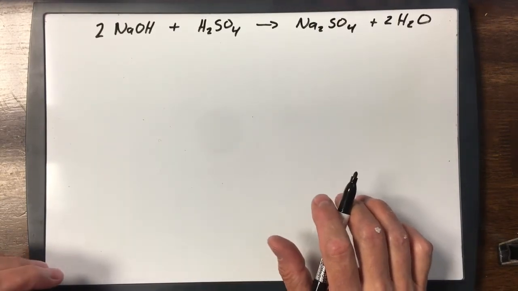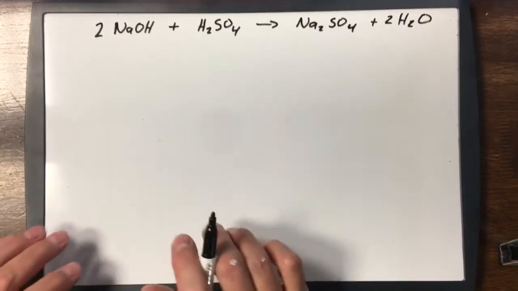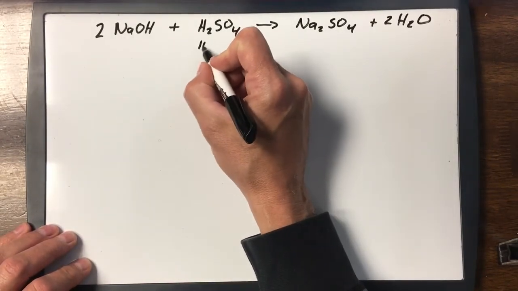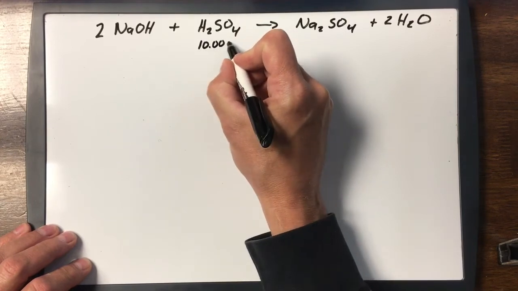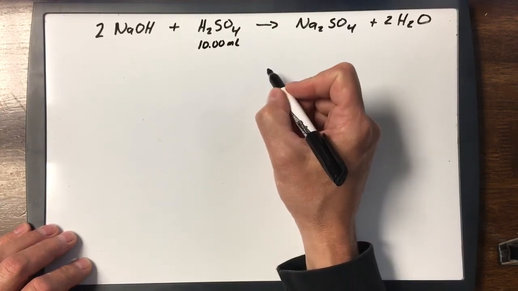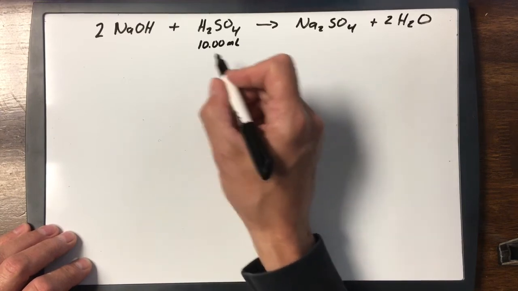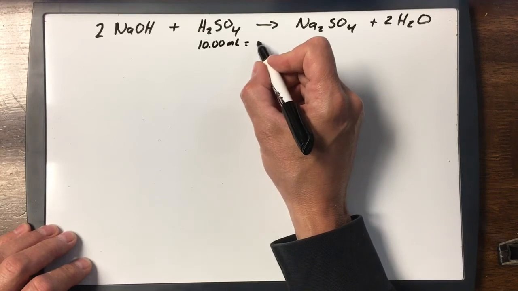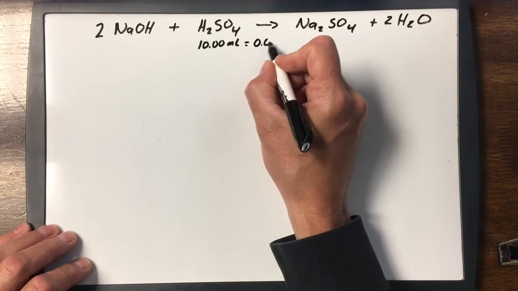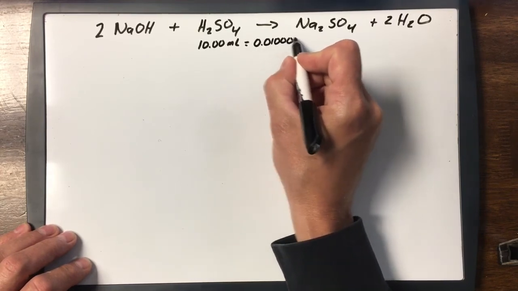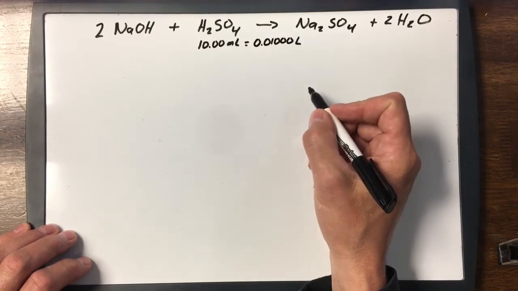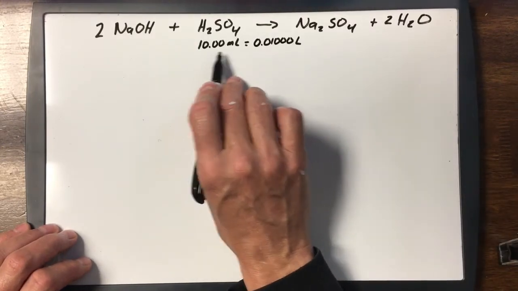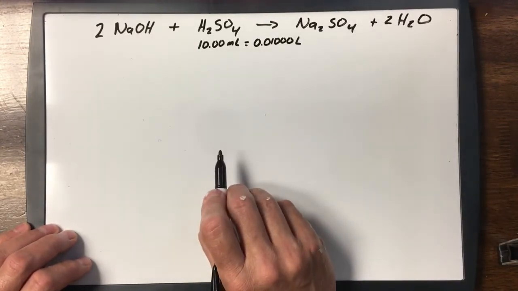And just like every stoichiometry problem, we're going to list our given information. The question says we're going to do multiple titrations of sulfuric acid, and each one of them is going to be a 10 milliliter sample. When working with solutions, obviously we want to make sure that we're always working in liters. So I'm going to make a unit conversion here. 10 milliliters is equal to 0.01000 liters. We're still going to take these zeros as significant figures. That's why they're listed there.